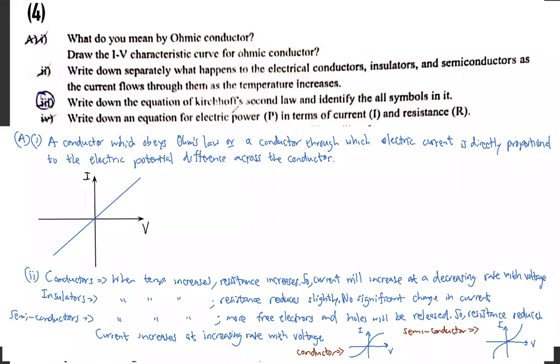Write down the equation of Kirchhoff's second law and identify all the symbols in it. Roman 3. The equation is sigma E equals sigma IR. Sigma E is the net EMF. Sigma IR is the sum of multiplications between current and resistance.